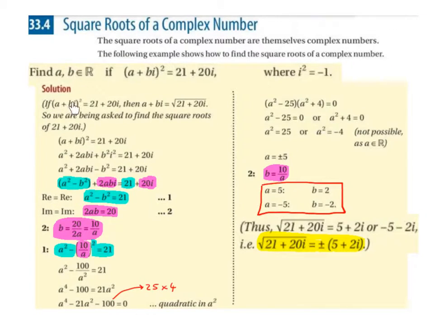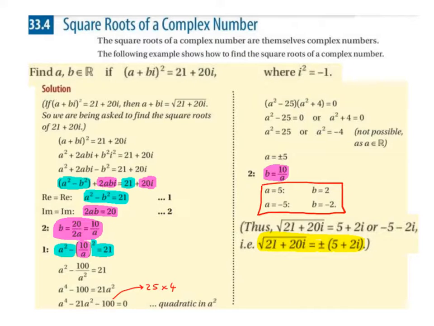If (a + bi)² equals 21 + 20i, then a + bi will equal the square root of 21 + 20i. We basically bring the squared over the equal sign and it becomes the square root. So we are being asked to find the square roots of 21 + 20i. So (a + bi)² equals 21 + 20i. So we're going to multiply out the (a + bi)².